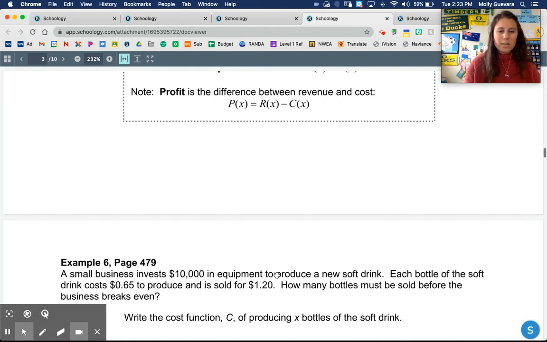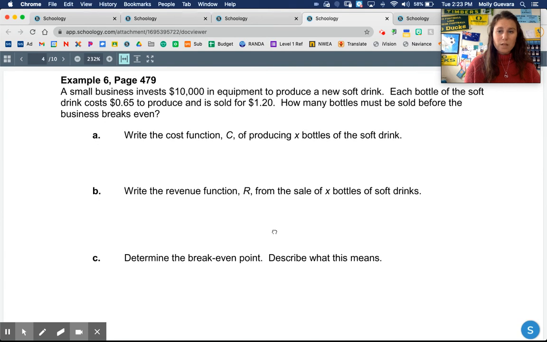So let's look at an example using this, and then we'll be done. It says a small business invests $10,000 in equipment to produce a new soft drink. Each bottle of the soft drink costs 65 cents to produce and is sold for $1.20. How many bottles must be sold before the business breaks even?